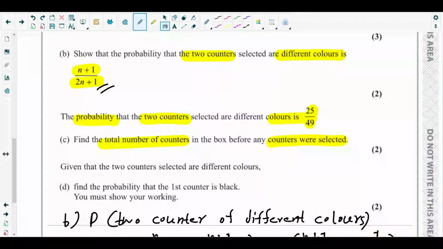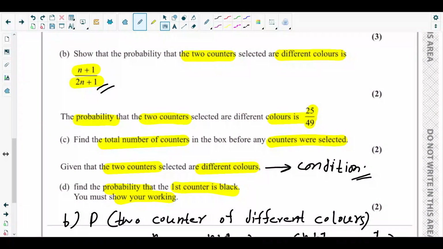Fine. Next is part D. In part D, the question says, given that the two counters selected are different colors, the two counters that are selected are different in colors. So part D is asking to find the probability that the first counter is black. You must show your working. From the pattern of the question, you can figure out that this is basically conditional probability, right? The condition is that it should be different in colors. So we know that the probability of having two different colored counters is 25/49. It's known to us, right?